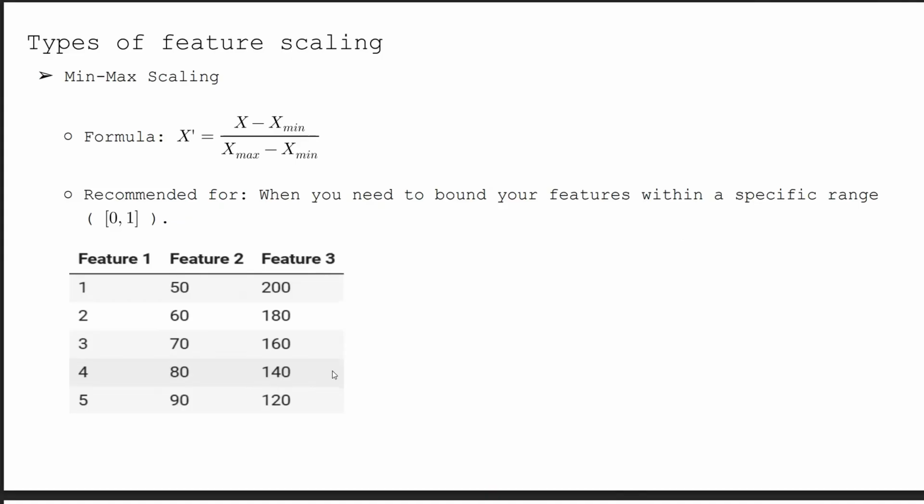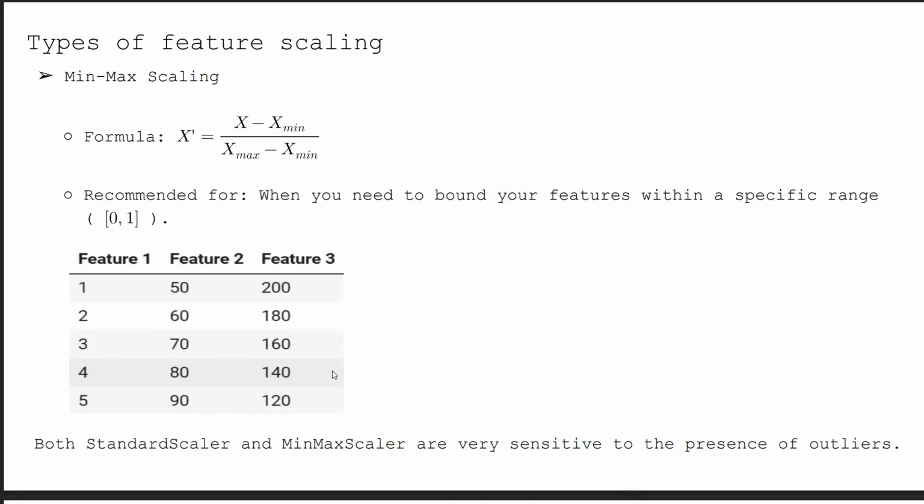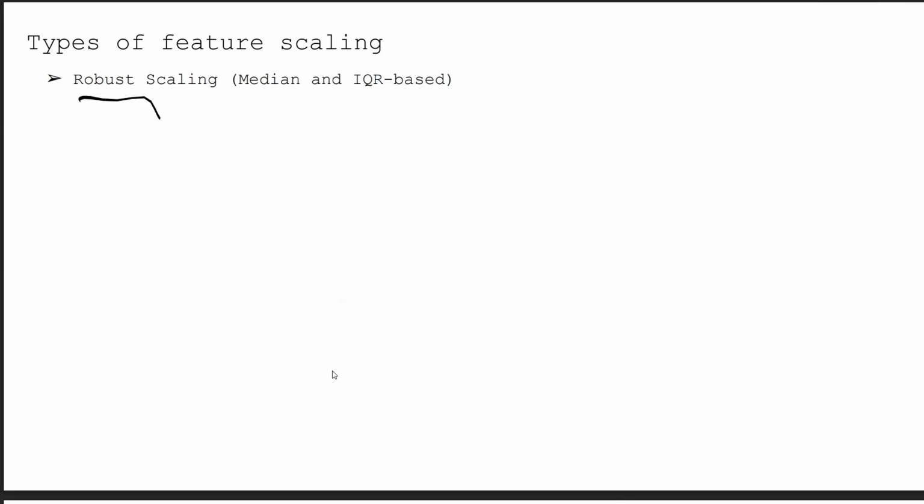Let's look at another technique. But before that, we will point out one thing: both the standard scaler and the min-max scaler are sensitive to the presence of outliers. And we will now look at the method which can be used when we have more outliers in our data set. That is the robust scaling, or the median and IQR based scaling.